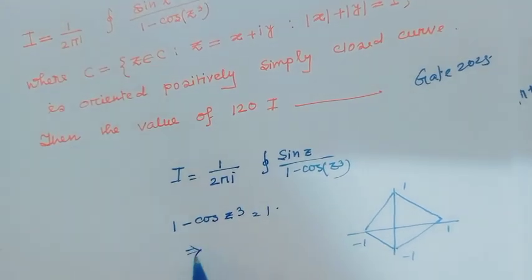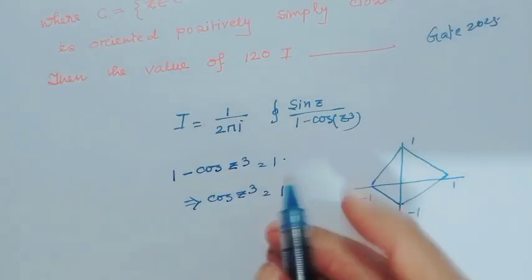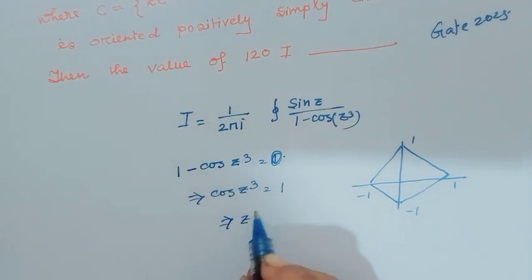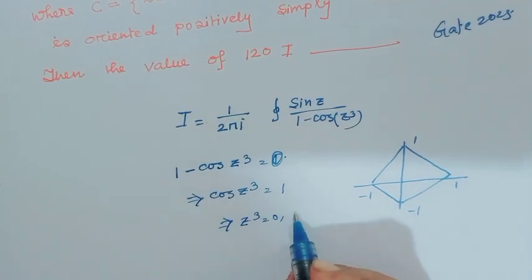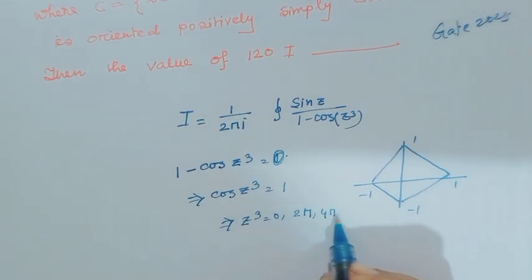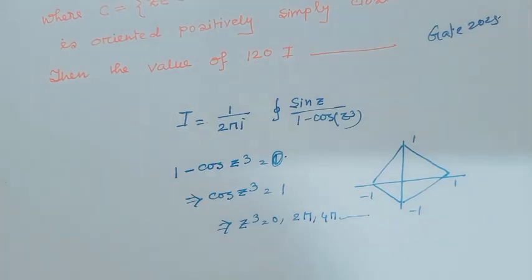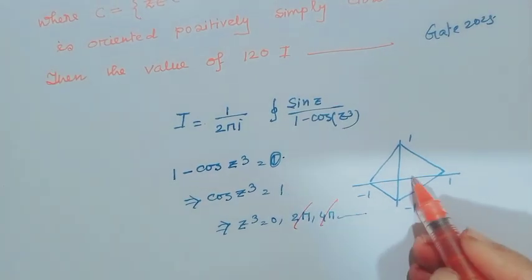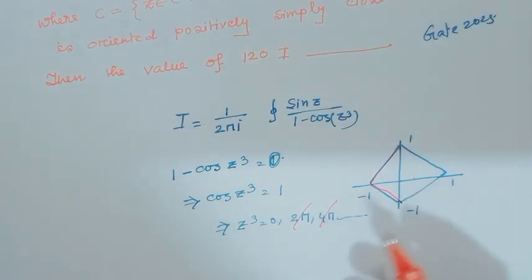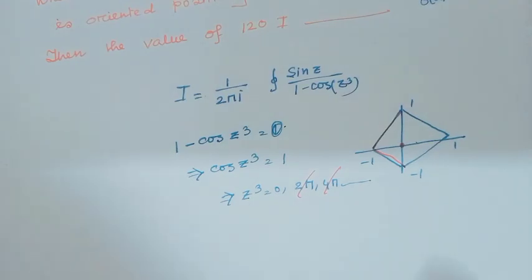That implies cos z cubed equal to 1. Sorry, this equals 0. That implies z cubed equals 0, 2 pi, 4 pi, and so on. But all of us know pi equals 3.14. So 2 pi, 4 pi, these points are outside of this region. Only z equal to 0, this point is inside the region.